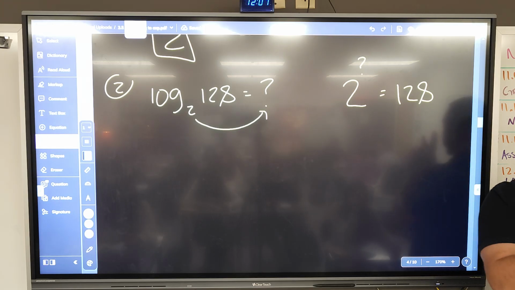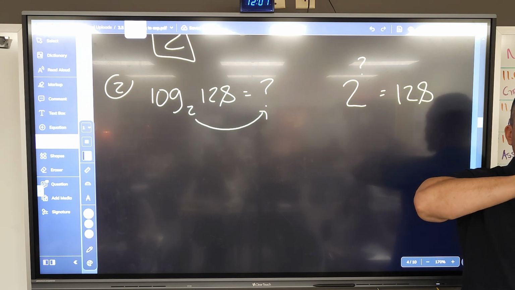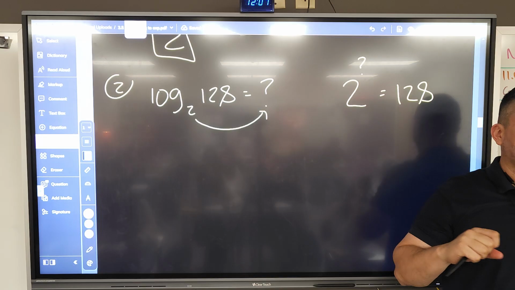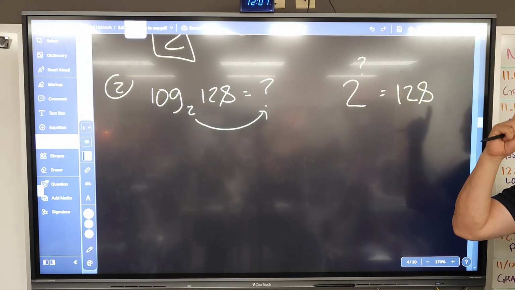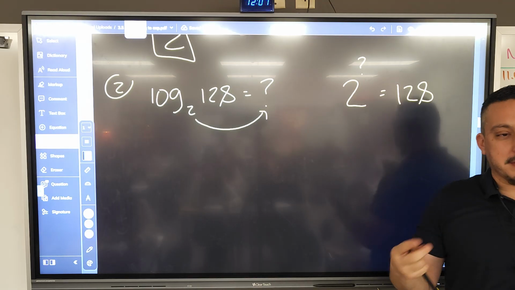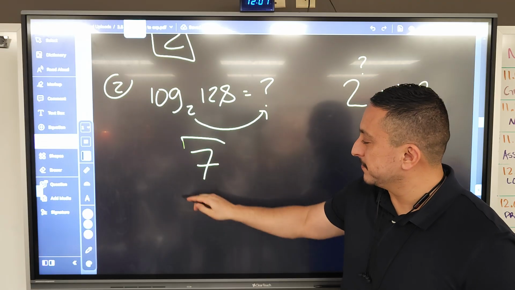Let's do it together. What's 2 times 2? 4. Times 2? 8. Times 2? 16. Times 2? 32. That's 5 2s already, okay. And then 32 times 2? 64. 64 times 2? 128. And that's kind of fast. Maybe you have to do it slower, but that's how it works. Okay, so the answer is 7.